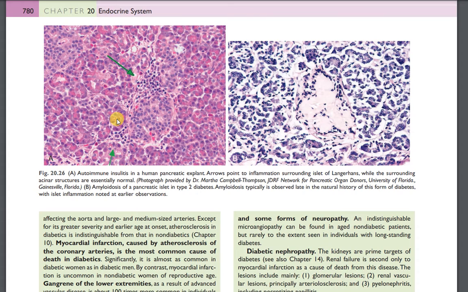This is autoimmune insulitis. So what can we see here? Here we see an islet of Langerhans. This is a normal pancreas. Here you see these cells are normal basophilic cells which produce pancreatic enzymes. But here is the islet of Langerhans. This is a normal islet of Langerhans, but around it we have what? We have immune cells. This is autoimmune insulitis, and you see these signs of inflammation around it.